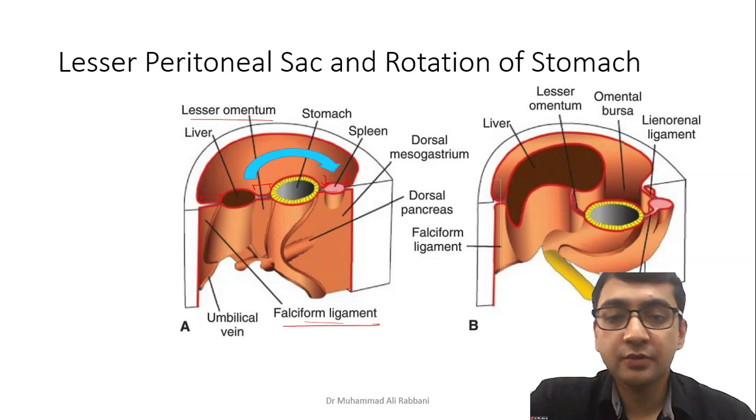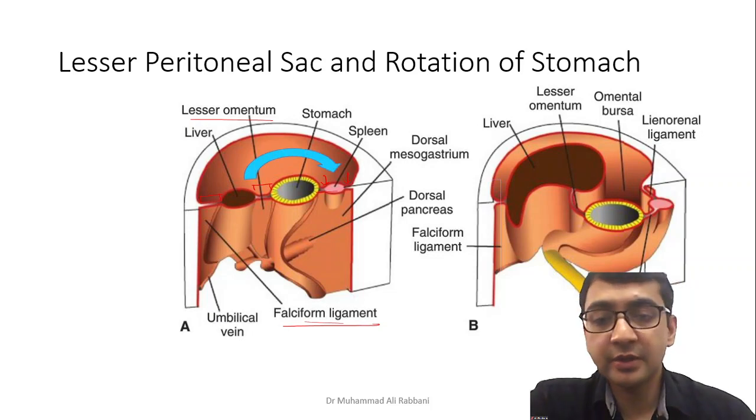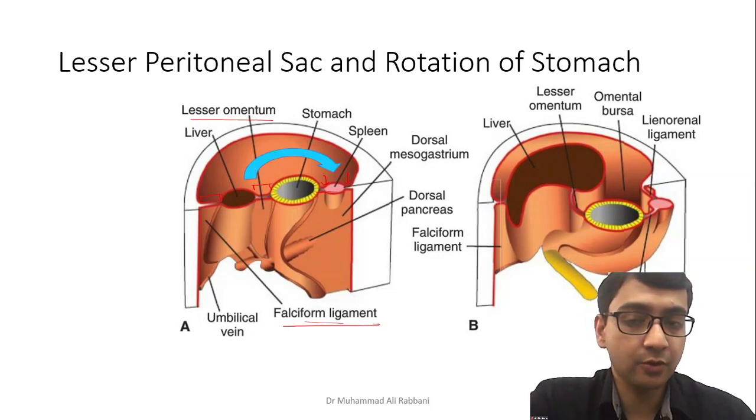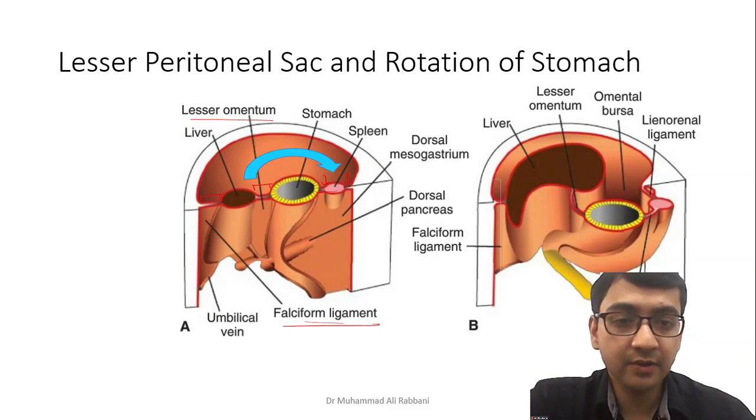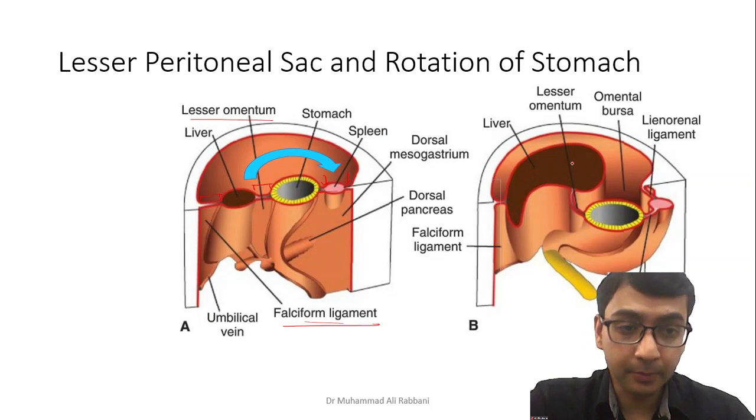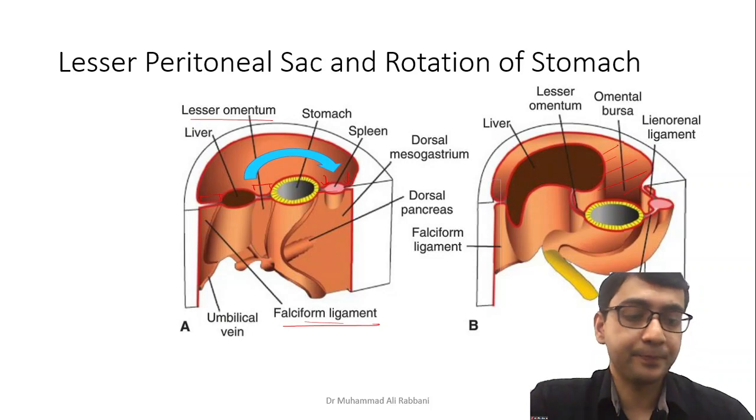Then there is a rotation of the stomach. The anterior aspect of the stomach goes towards right, the posterior aspect goes towards left, the left surface becomes anterior, and so on. This is majorly driven by the growth of the liver. Now you see the cavity is now being isolated here. We will see it further.